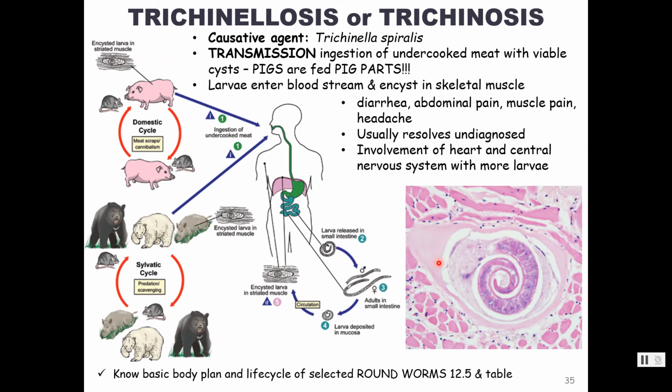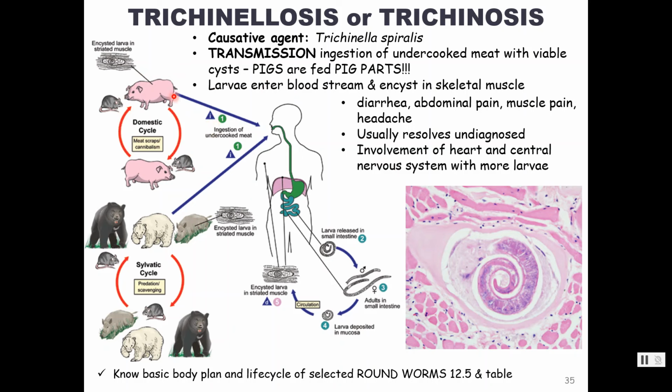And this is a picture of an encysted Trichinella spiralis, and notice it's a spiral, so that's how it got its name. It too is going to be through transmission of meat. So undercooked meat that has viable cysts in the muscle. And usually this is going to be through pork.